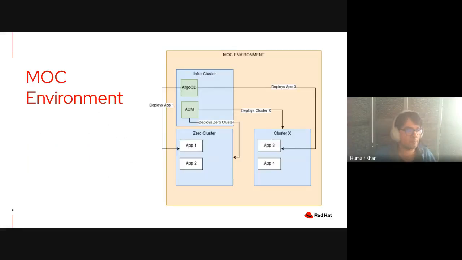Now, this diagram is a bit more of an architectural diagram of what the clusters are doing. And the blue boxes here represent the different clusters. So we have the infra cluster, we have the zero cluster, we also have a cluster X, which doesn't really exist, but it's to help better illustrate the point. And you can see that each cluster is housing different applications, right? These are the boxes within the blue boxes. On the zero cluster, we have app 1, app 2, in cluster X, we have 3 and 4. Then in the infra cluster, we have two applications called Argo CD and ACM, which I already went over.